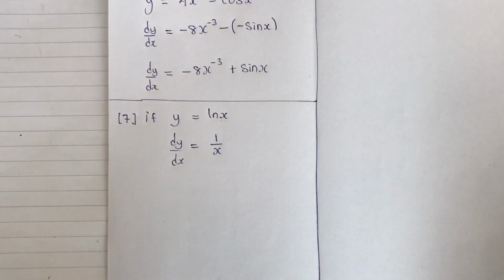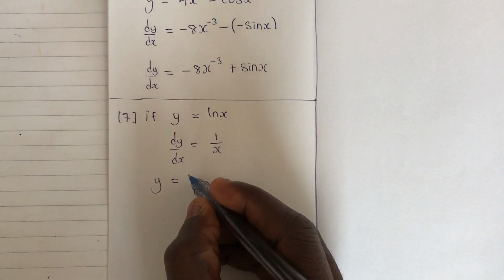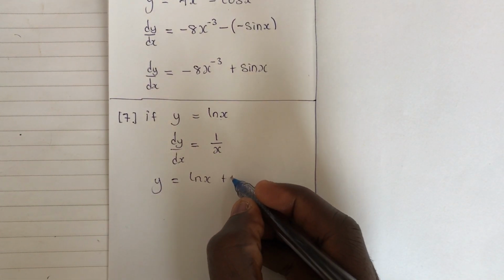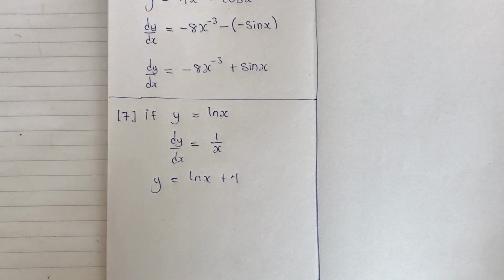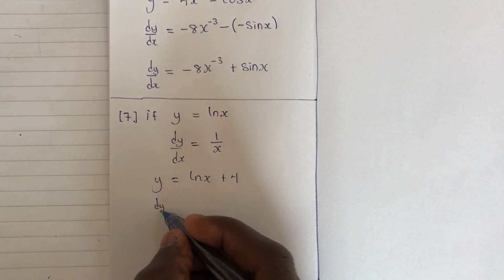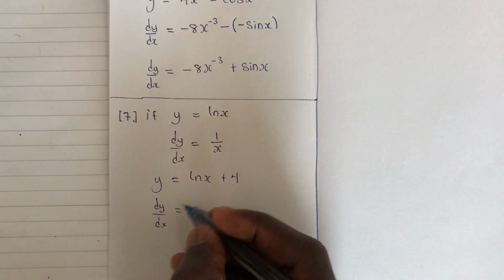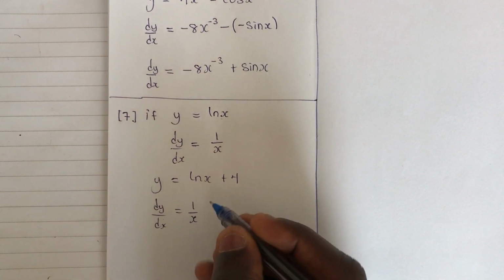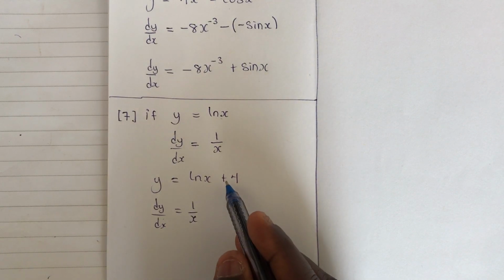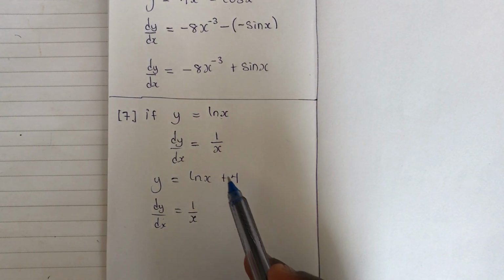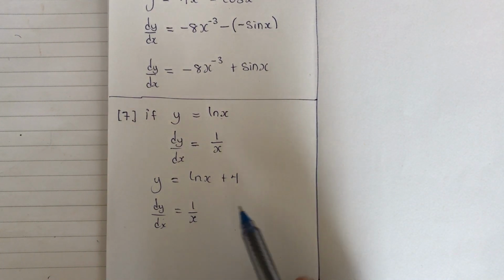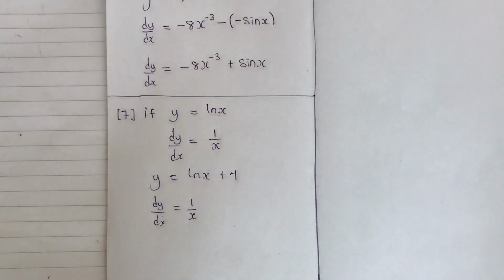Let's take an example. Let's assume that we have y equals ln x plus 4, and we are told to differentiate this. Then dy/dx is going to give us 1 over x, which is the ln function, plus 0. Remember that the derivative of a constant is what? 0. So this will be our result.